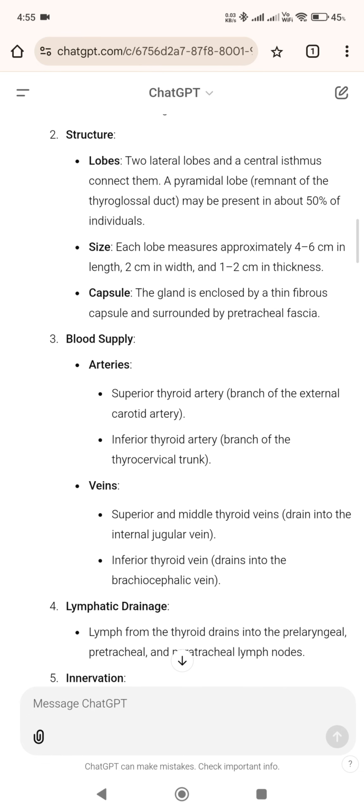A pyramidal lobe, remnant of the thyroglossal duct, may be present in about 50% of individuals. Size. Each lobe measures approximately 4 to 6 centimeters in length, 2 centimeters in width, and 1 to 2 centimeters in thickness. Capsule. The gland is enclosed by a thin fibrous capsule and surrounded by pretracheal fascia.